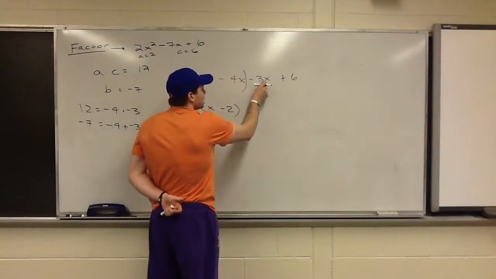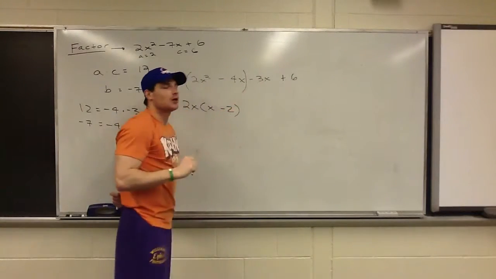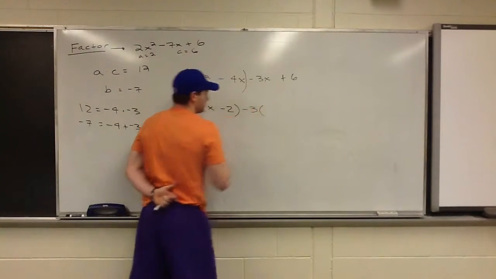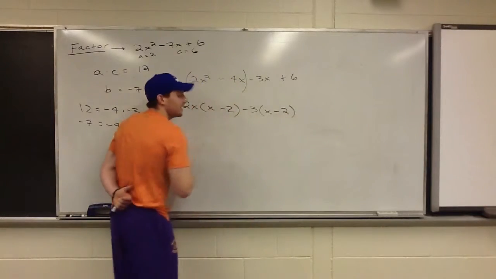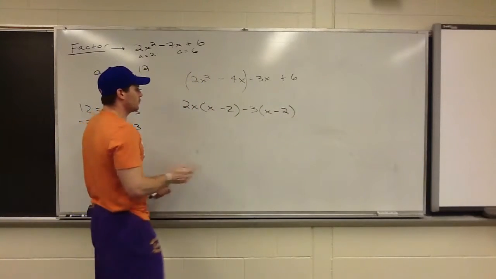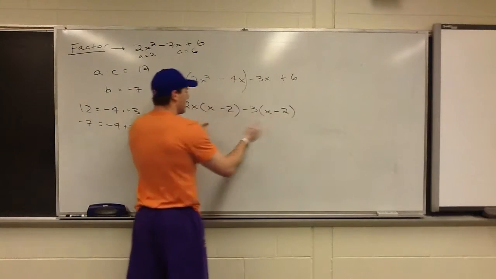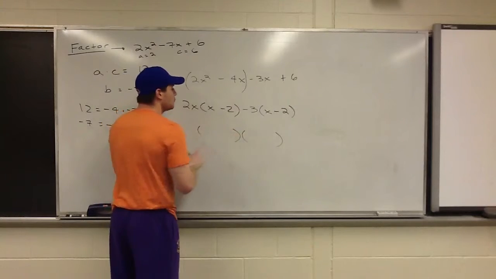Now over here, we're going to factor out a GCF. Since this doesn't have an x, we're just thinking coefficients, and we're going to factor out a negative 3. So what's left over is exactly right there. And every time we factor by grouping, we want to see our two binomials look exactly the same.